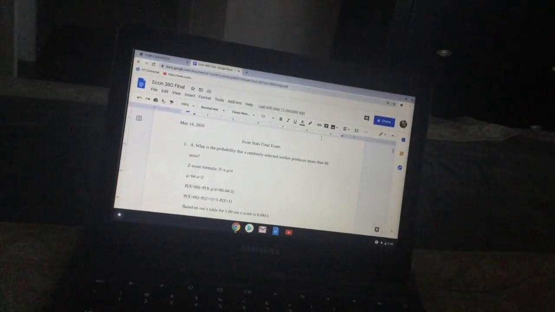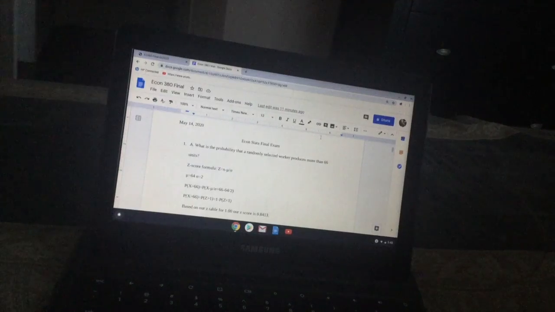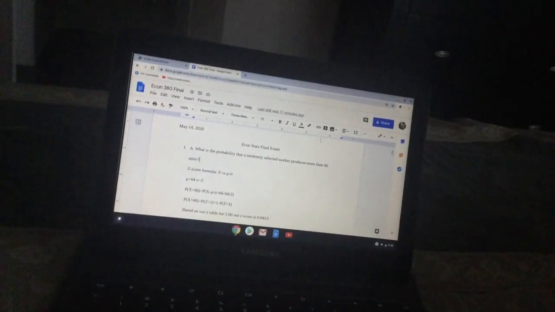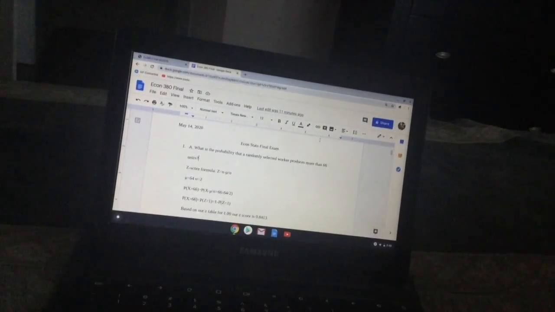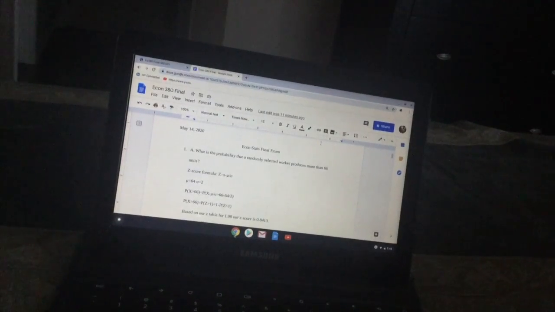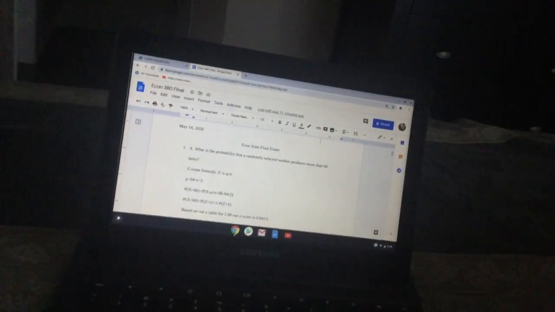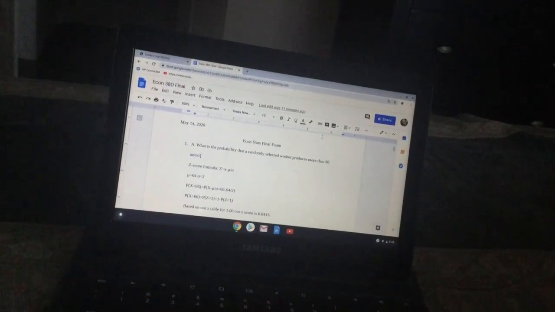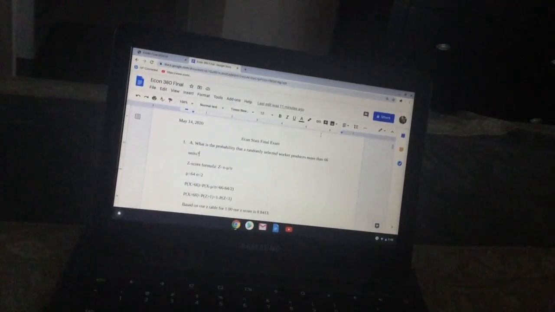First off, the z-score formula is z equals x, which is our statistic in this case, minus mu, which is our average, divided by our standard deviation. And I don't know what that Greek letter is, so I'm not going to even try. But our mu in this case, the average, is 64, and our standard deviation is 2.